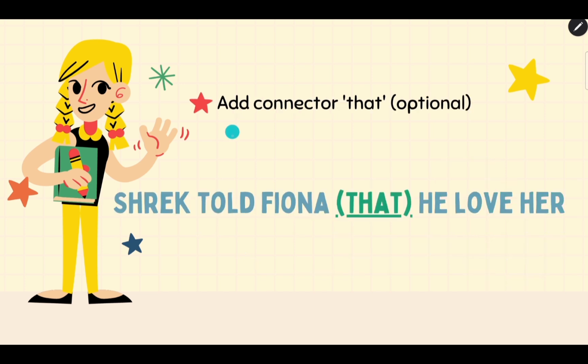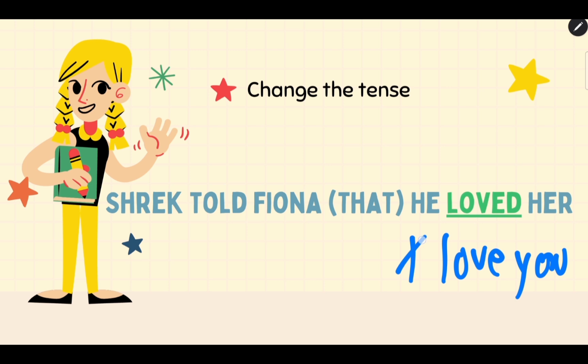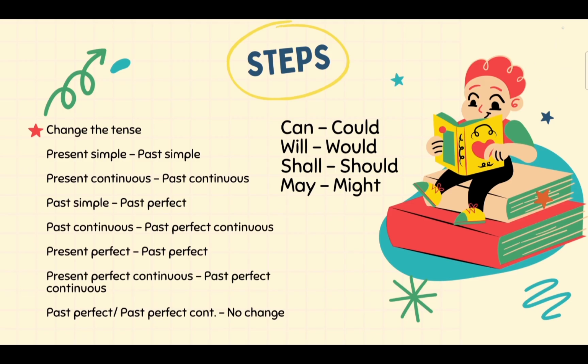Okay, and now the next one is to add the connector that, but this is optional. Remember, you can use it or not. In this case, we are going to use it. And next, we have to change the tense. But let's check the first idea. The first idea was Shrek told Fiona, "I love you." But remember, we already changed the subjects. So we have the action love. So guys, now let's check the steps that we saw at the beginning.